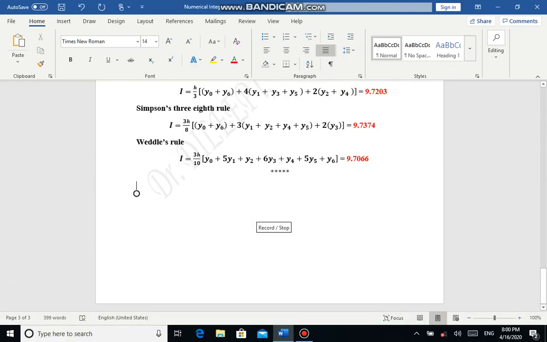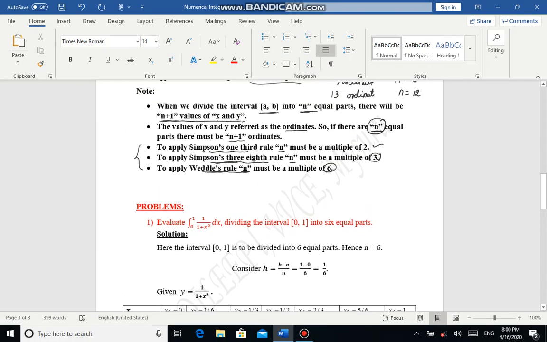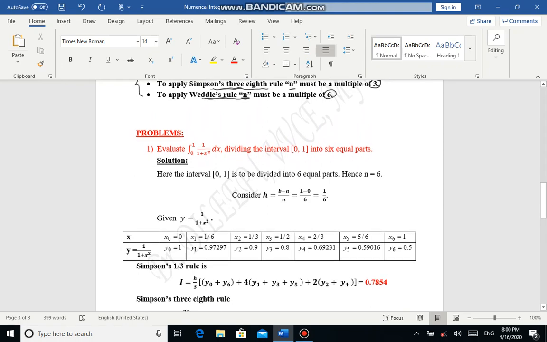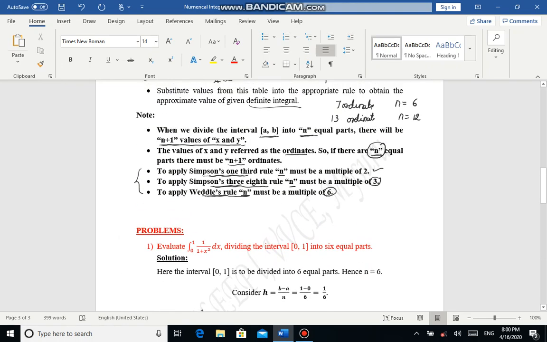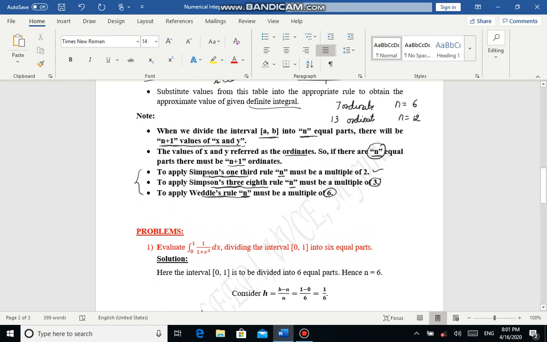Dear students, last class I explained about numerical integration, the working procedure and how to remember the formula. Today we are going to discuss a few problems on numerical integration.